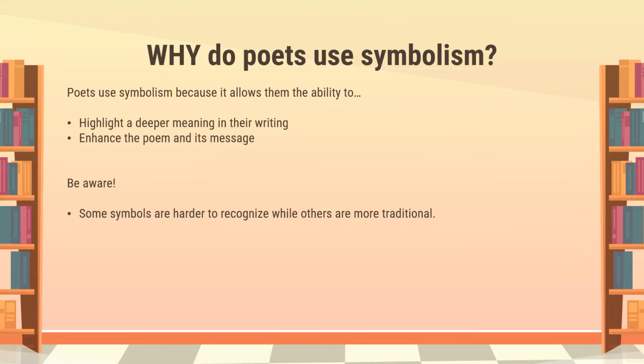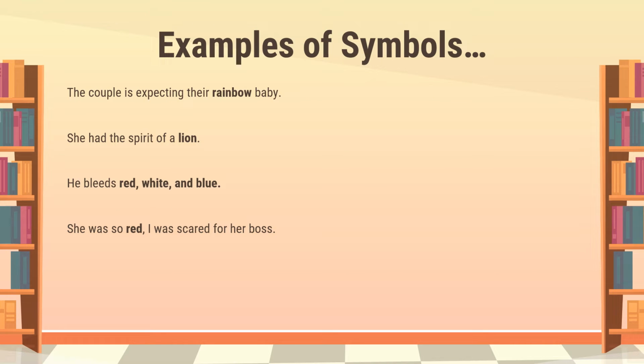You could be wondering, why do poets use symbolism? Well, it's pretty simple. Poets use symbolism because it allows them the ability to highlight a deeper meaning in their writing and enhance the poem and its message. But be aware, some symbols are harder to recognize while others are more traditional. Here are some examples of symbols.